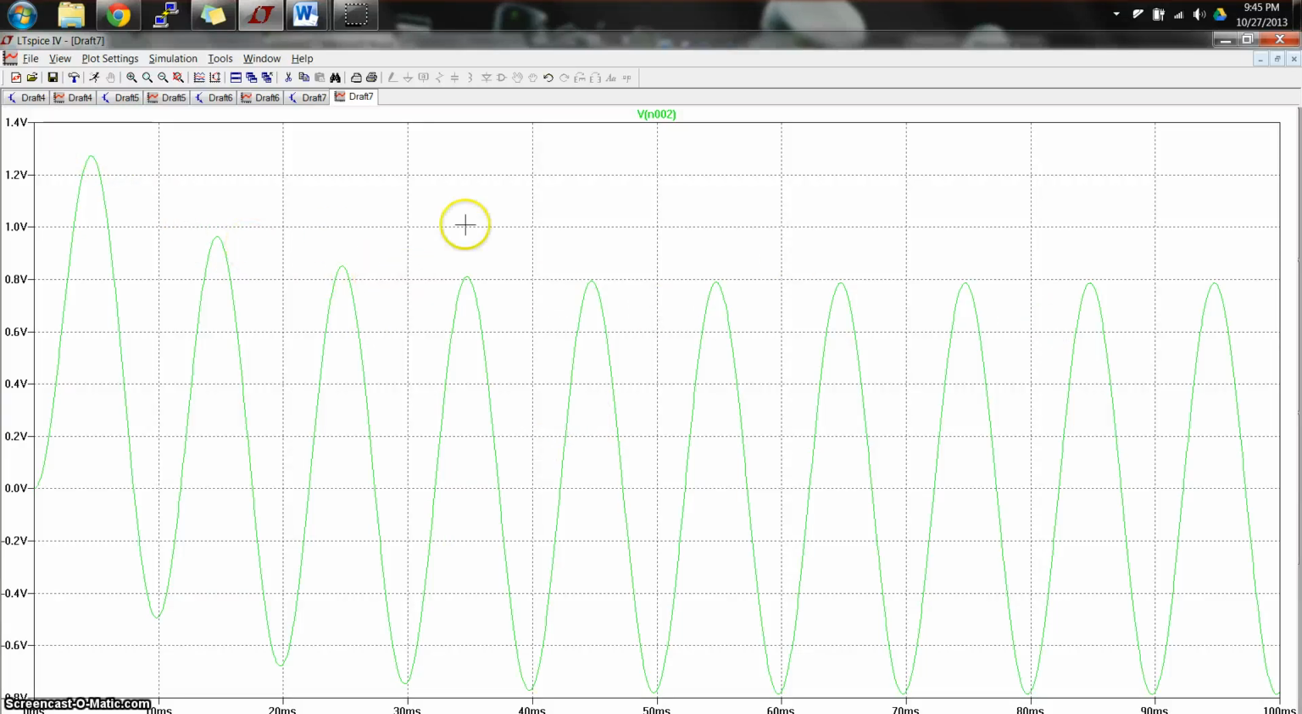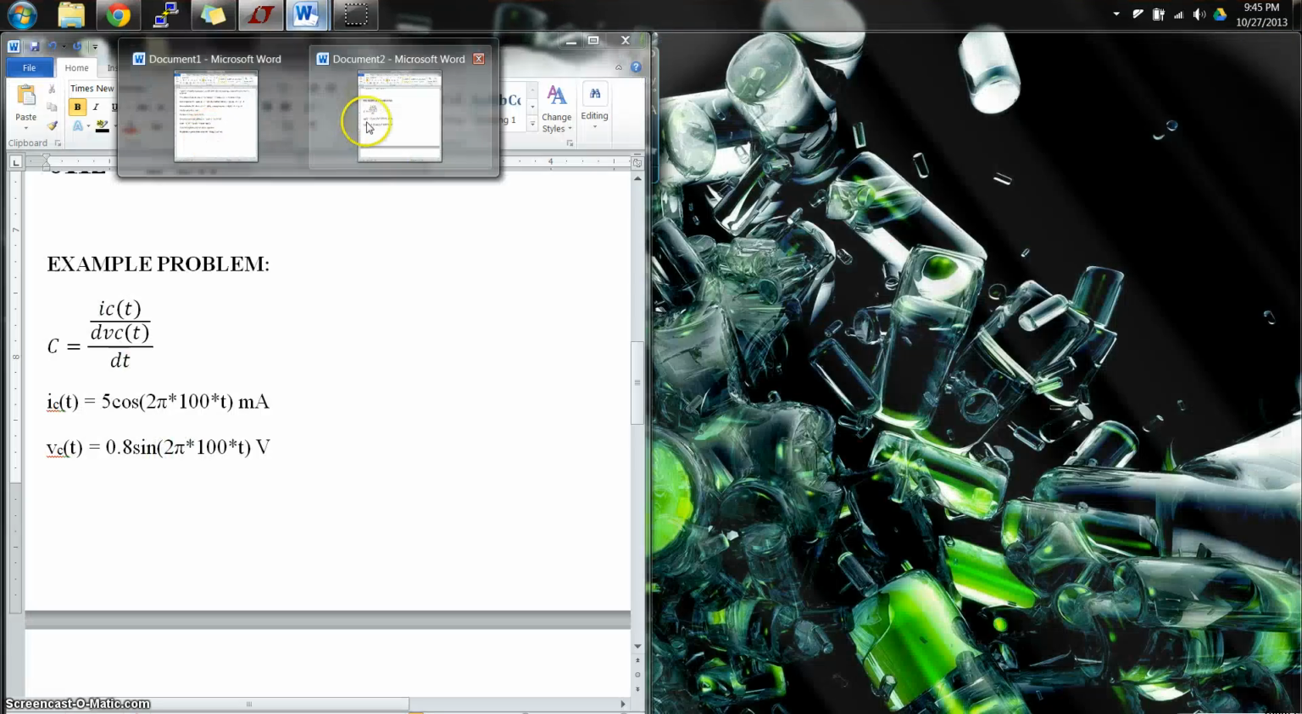So the region you want to look for is the one where it's settled and everything looks the same. You don't really want to focus on that up here. So this is the voltage across the capacitor, and as you can see, it's about 0.8 volts, and it's a cosine wave or a sine wave. It doesn't really matter. So if I go over here, I'm starting to take notes on this.